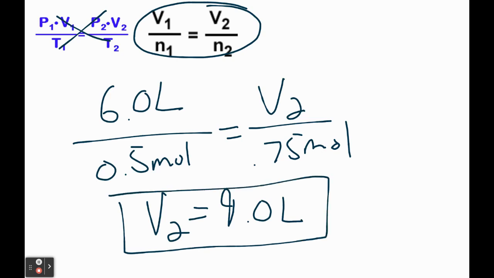So this is all the example problems for Objective 2B. You have some practice problems that you can work on in your packet. Please let me know if you have any questions.